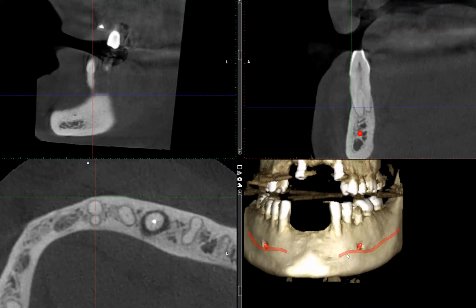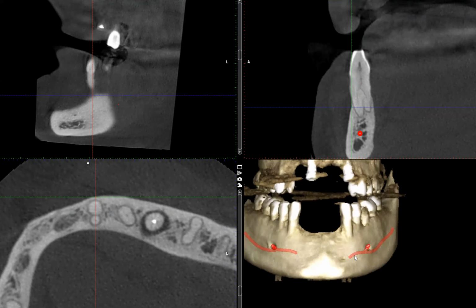And at times you see it really well, at times you don't. And I have seen a few cases, not many, but a few cases where I was able to trace all the way to the midline of the mandible.